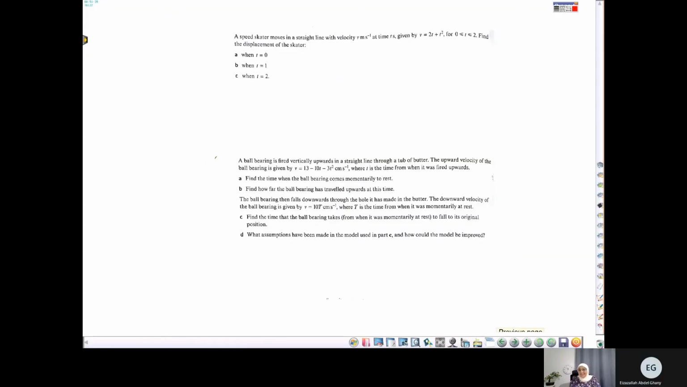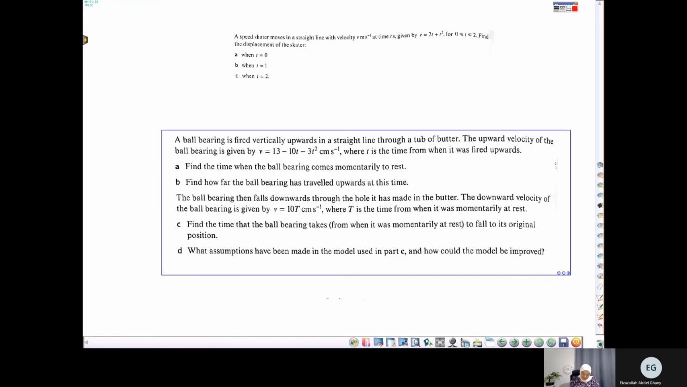Dear students, we'll continue. Here we have more and more questions about integration in mechanics. A ball bearing is fired vertically upwards in a straight line through a tub of butter. Wow. The upward velocity of the ball bearing is given by V as a function of time: V equals 13 minus 10t minus 3t squared centimeters per second, where t is the time from when it was fired upwards. Part A, find the time when the ball bearing comes momentarily to rest.